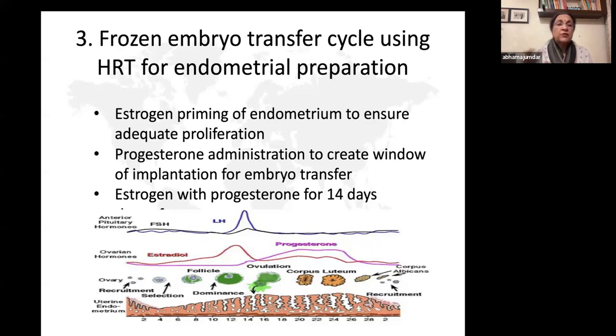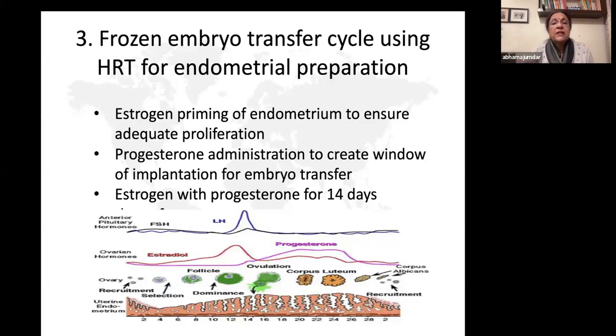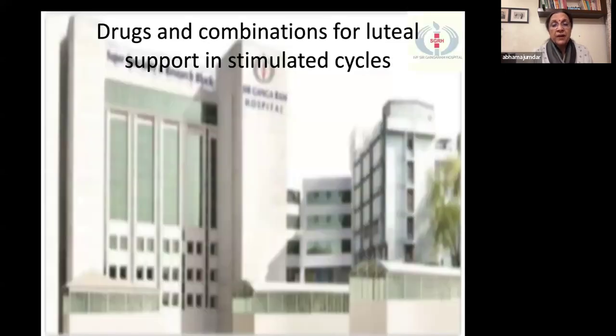Once you find that there's adequate proliferation and the endometrium has reached adequate thickness on the day of oocyte pickup, then you start progesterone administration to create the window of implantation for embryo transfer. And when does the window of implantation form? It forms exactly around days after starting progesterone. And you can give a small dose of estrogen if you want. I have stopped giving it. I used to give it when I made this presentation maybe 5, 6 years ago, that I used to use estrogen with progesterone for 14 days. And we would start estrogen also 24 to 48 hours after the ovum pickup.